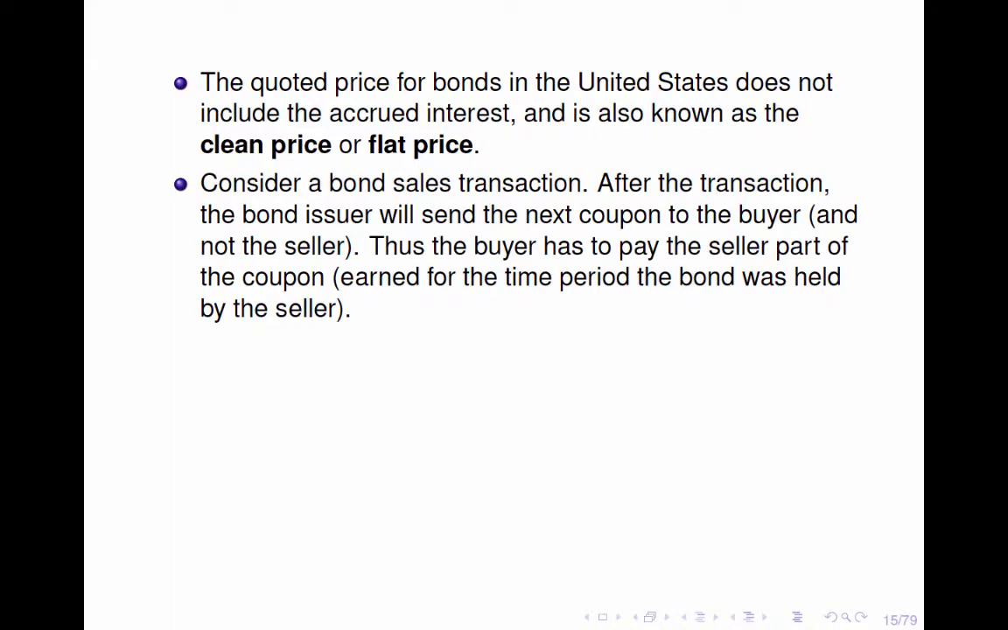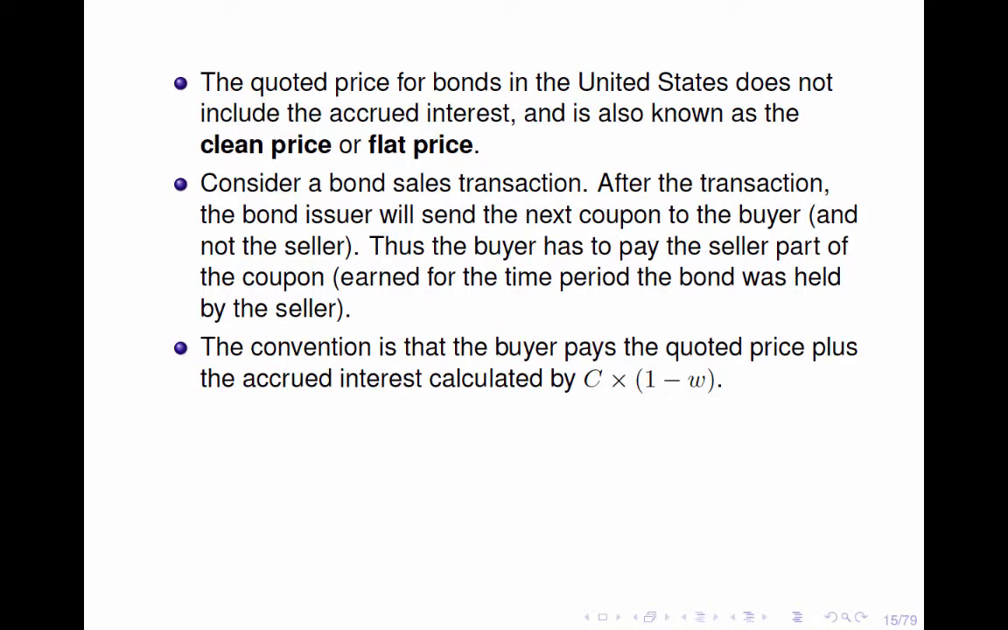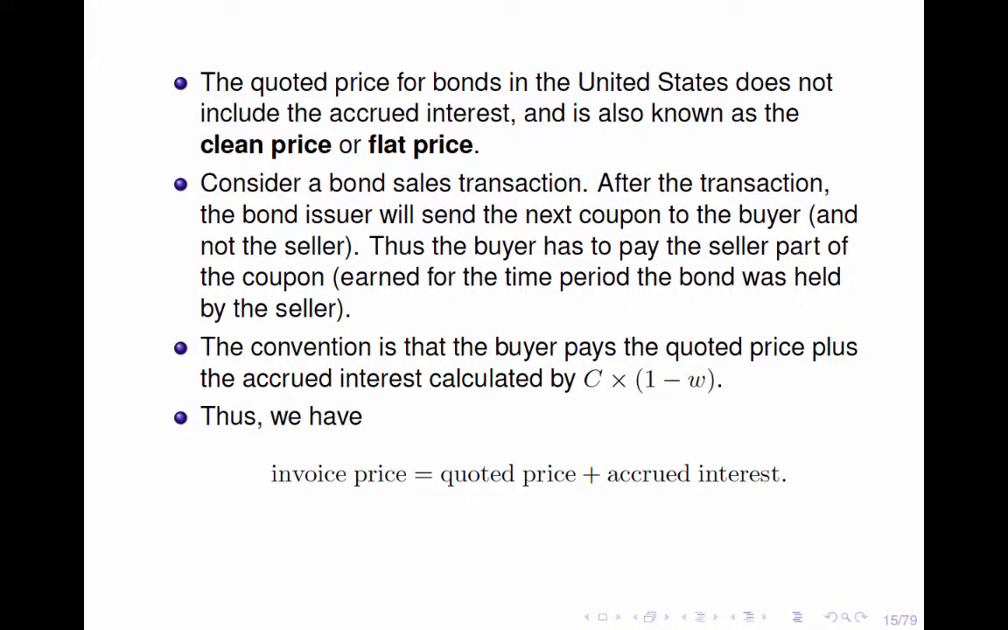Let's consider a bond sales transaction. After the transaction, the bond issuer will send the next coupon to the buyer, but not the seller. Thus, the buyer has to pay the seller part of the coupon earned for the time period the bond was held by the seller. The convention is that the buyer pays the quoted price plus the accrued interest calculated by C times (1 minus W). Thus, we have the invoice price equals the quoted price plus the accrued interest.